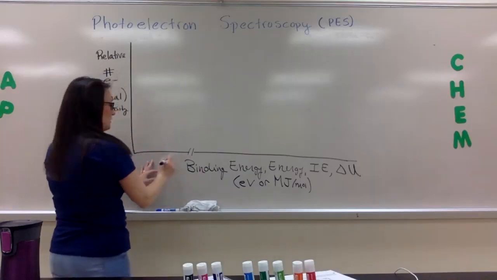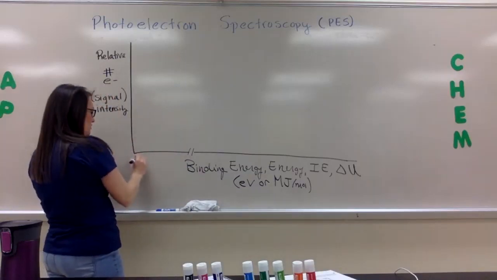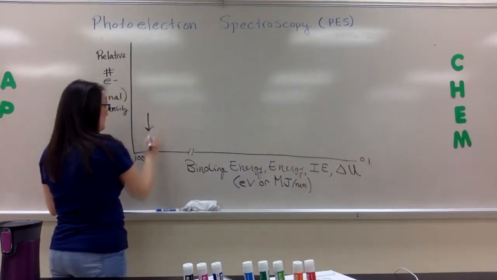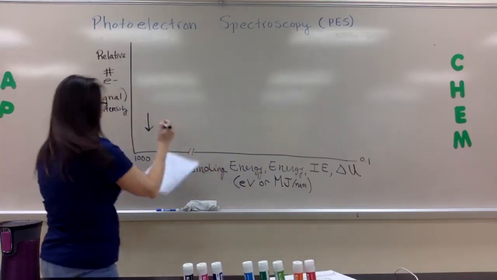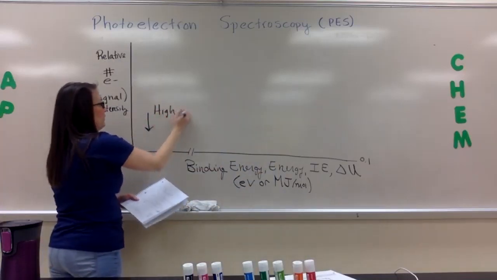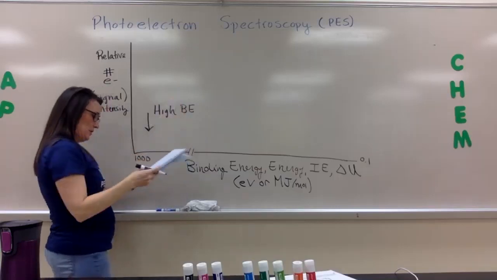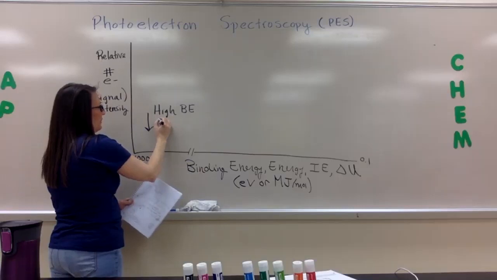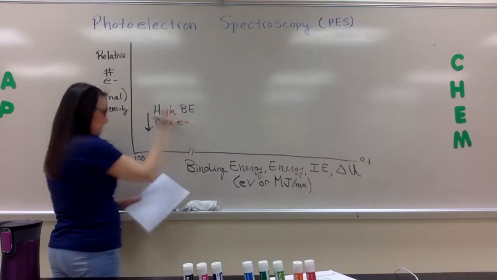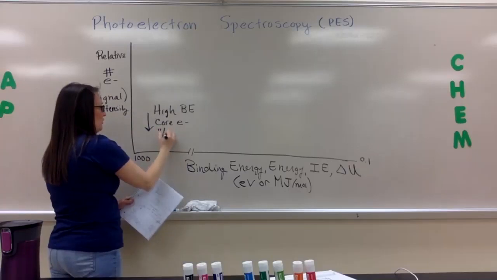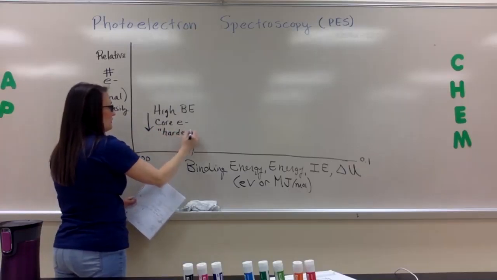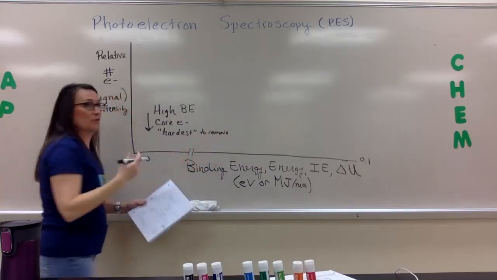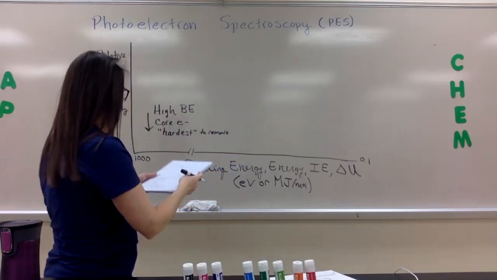The other summary too is if this is the large end, I'm just going to put 1,000, and this is the low end. Remember that these electrons down here, kind of put a little summary for yourself. These have the highest binding energy, that means they are the hardest to remove. They are core, we might call them core electrons. And then you can say that they're the hardest to remove. You could even bring in here that Coulombic force is high with these. They're being held tightly to the nucleus.